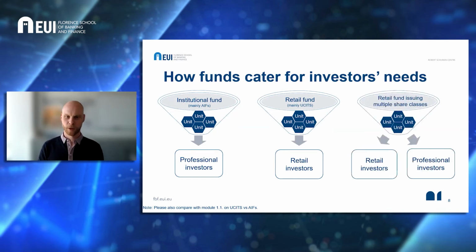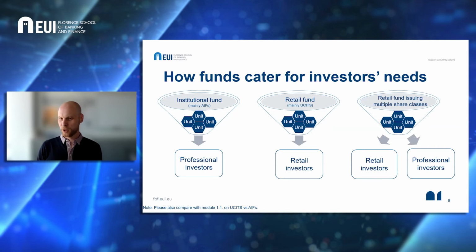But what is also present in the fund sector, and that's also something you have learned from my colleague Dorota, is that there are retail funds which issue multiple share classes, and they are sold to retail investors and to professional investors. But what will be the advantage for the investors if you have a fund in which retail and professional investors are commingled?